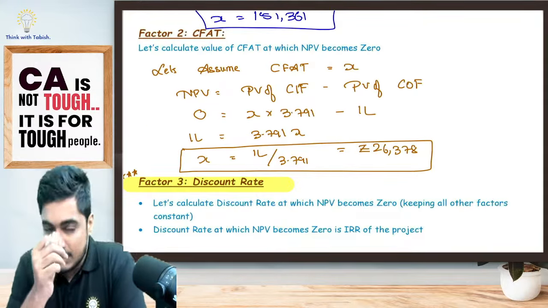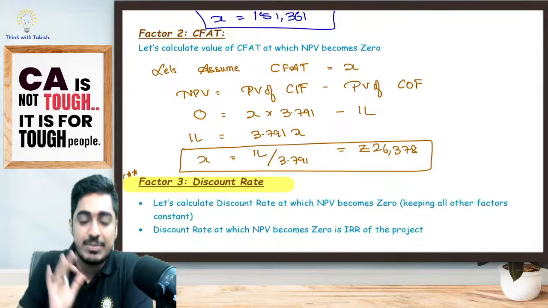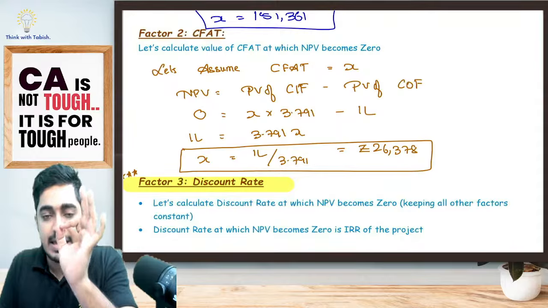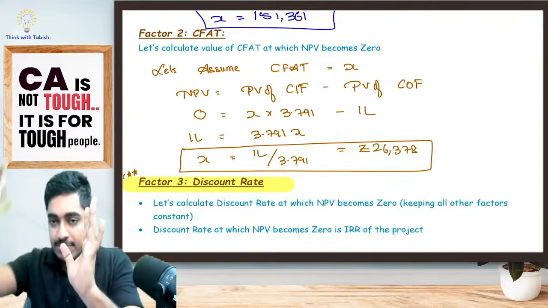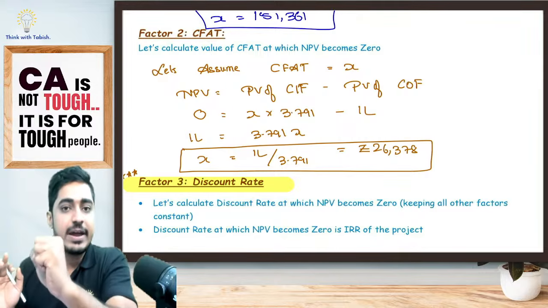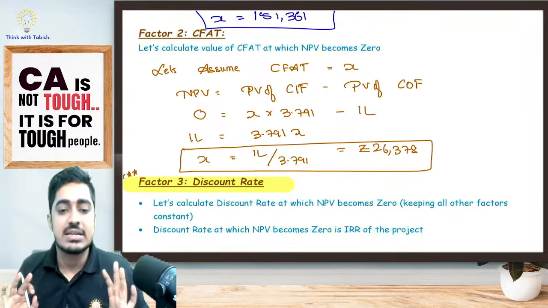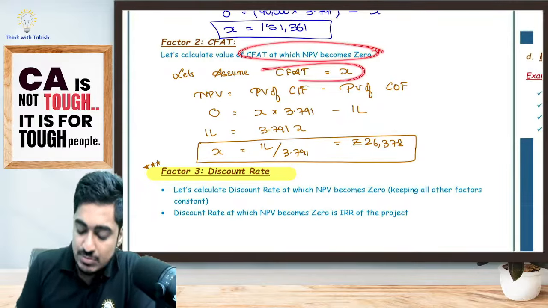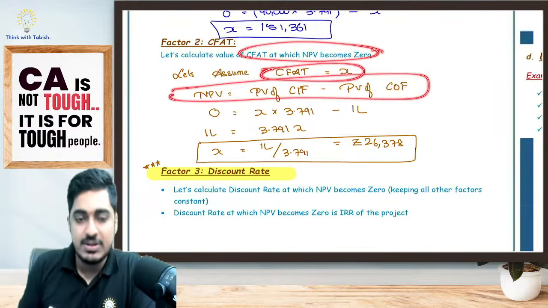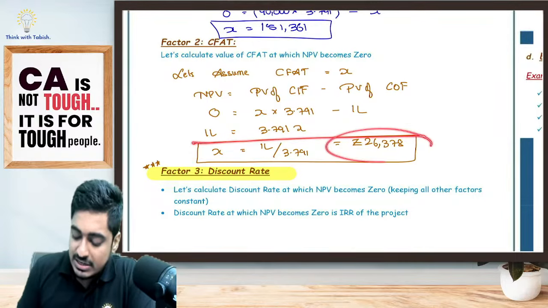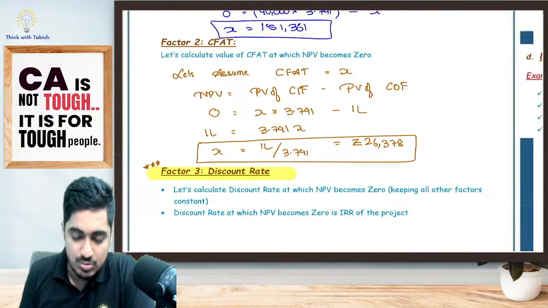Cash flow after tax, how much my cash flow after tax can be so that my NPV becomes 0. Approach is too simple. I want to make my NPV 0. All other factor values are the same. This one factor is changing. What should be this factor value? I will assume it as X. Simple. Cash flow after tax I want to calculate, I will assume that as X. I will put NPV equal to present value of cash inflow minus cash outflow. NPV is 0. I will simplify. I will get 26,378 as my cash flow after tax.